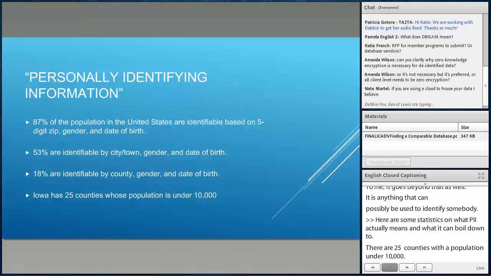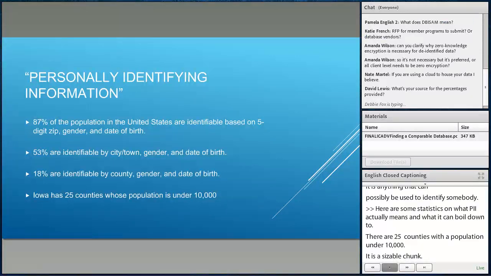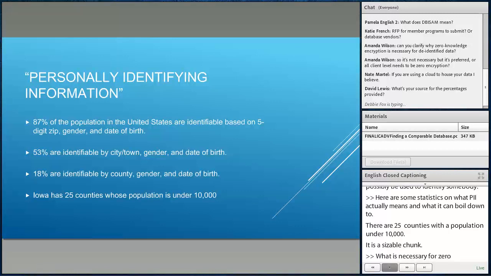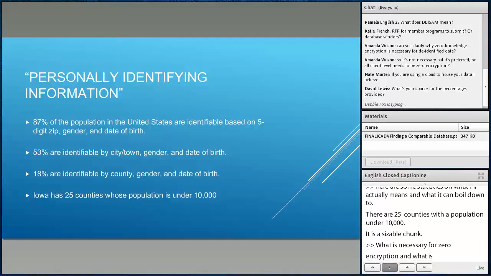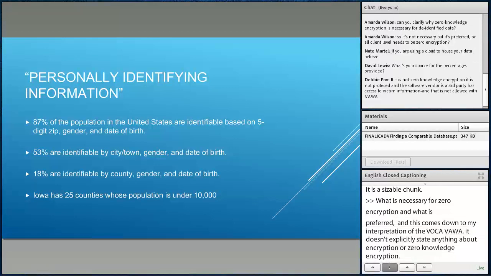What's necessary for zero encryption and what's preferred. And this all comes down to my interpretation of the VOCA VAWA. It does not necessarily or explicitly state anything about encryption or zero knowledge encryption. This is an interpretation done by us, if you will, as to what's good enough. What's our best effort? And then we took it a step further: what we could do better.